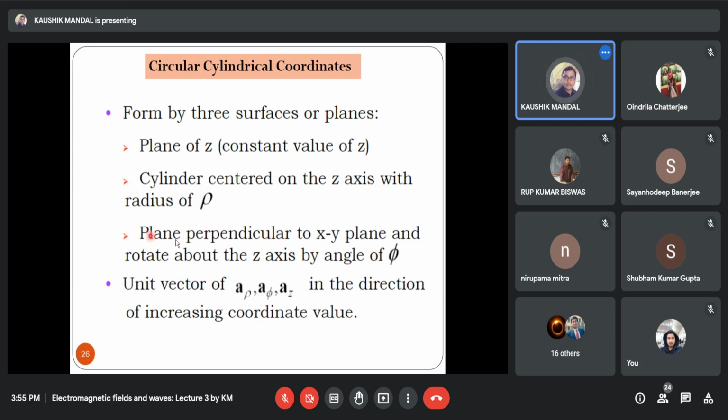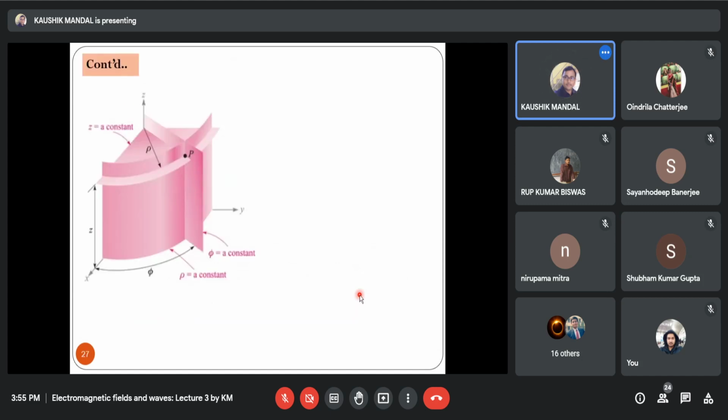So these are the three planes constituting the cylindrical coordinate system, and these are the unit vectors along the corresponding planes: a rho, a phi, a z. In a cylindrical coordinate system, any point is represented by rho, phi, z. It will be more clear with the next picture. Try to identify the three planes first. First one is this plane. What about this plane? You can say this is the top of the cylinder.